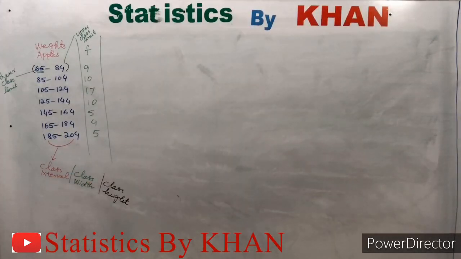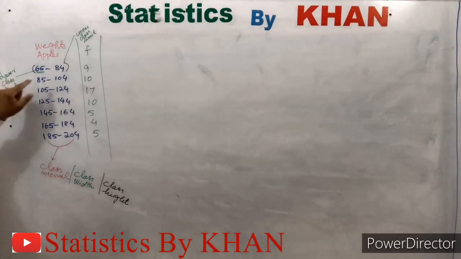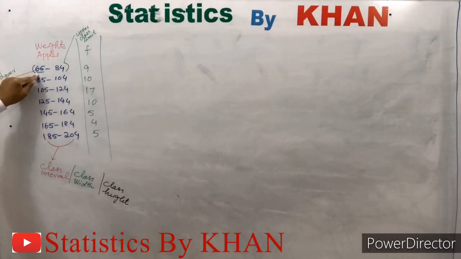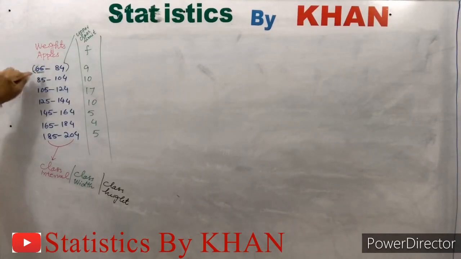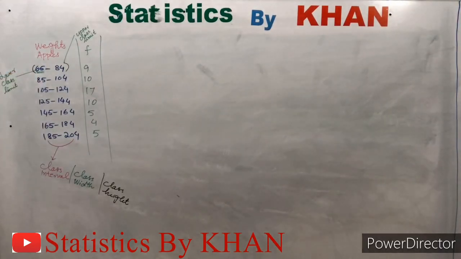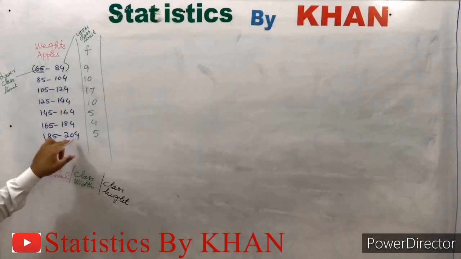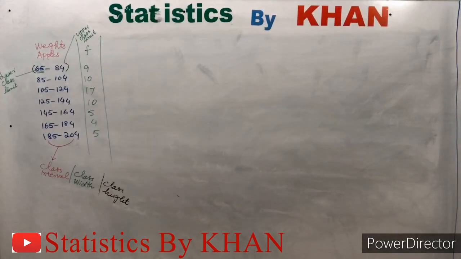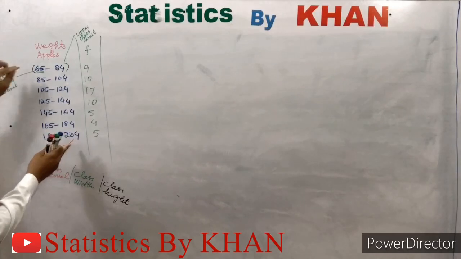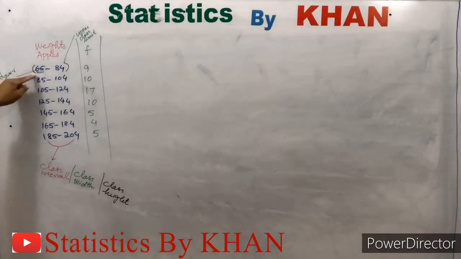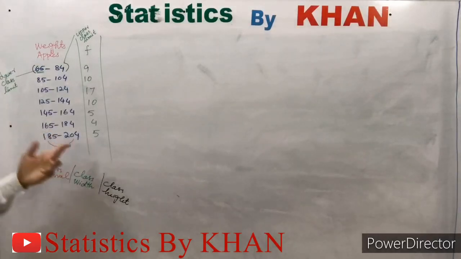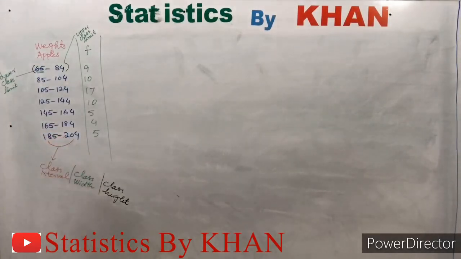What do the classes show? The minimum possible weight of an apple is 65, and the possible maximum weight for an apple is 204. All the apples are lying between these two values. Any apple might be 65 or above, and any apple might be 204 or below.